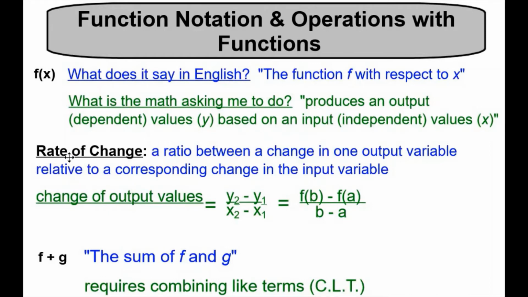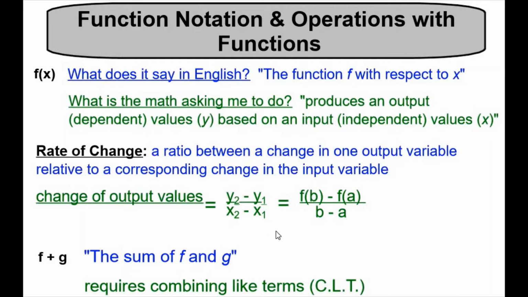So you might say, well, what's the big deal? Well, take a look at this. If I were to talk about something formerly known as slope, you might have had a teacher that actually described slope as rate of change, because that's actually what slope is. Slope is kind of an easier way to say rate of change. It is a ratio between a change in one input value relative to the output values corresponding to the input values. So in Algebra 1, you had y2 minus y1 over x2 minus x1.